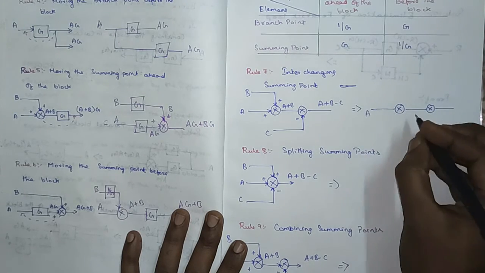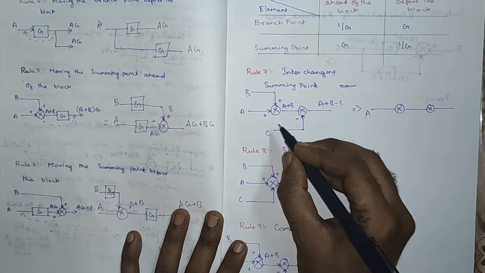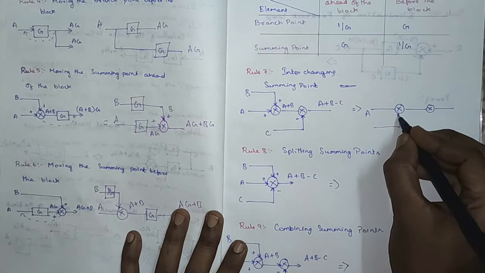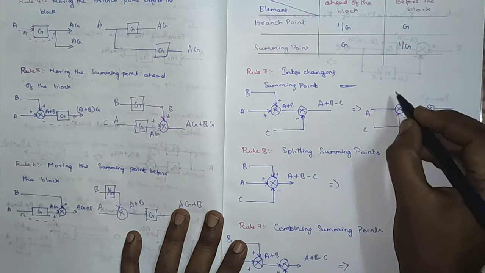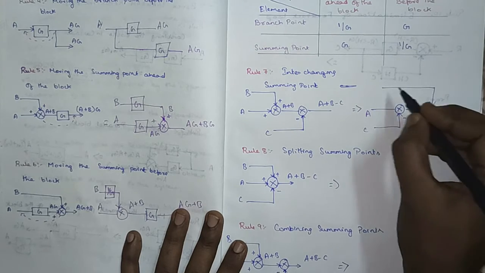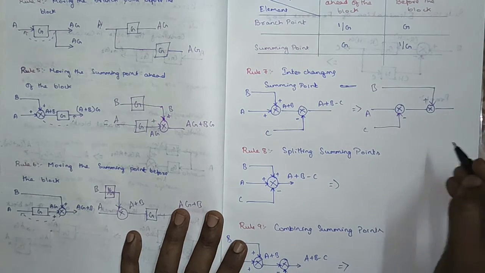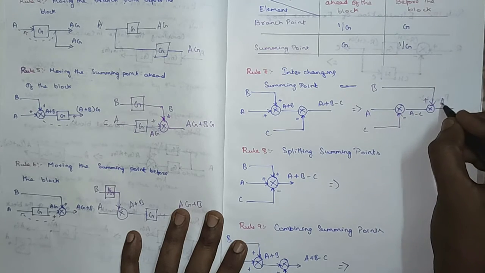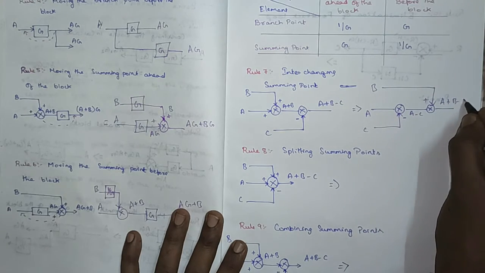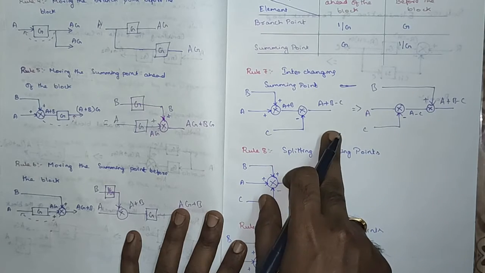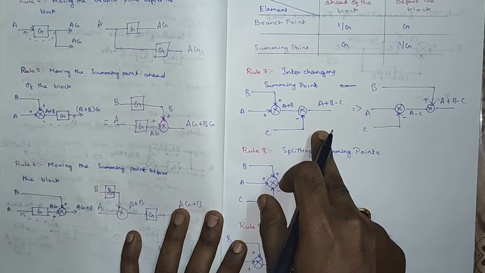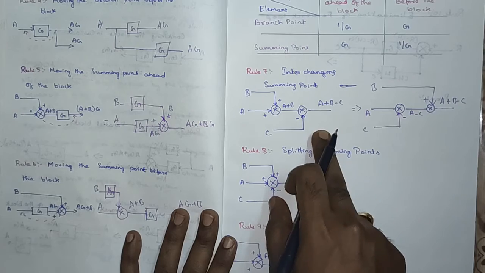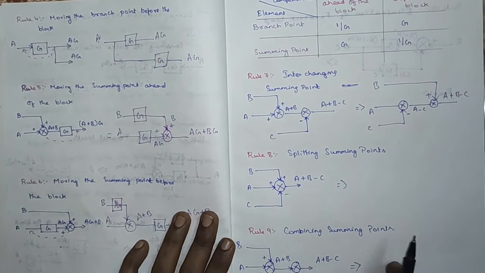So the input is a, this summing point is going to be moved here, so the input here is going to be c, that is negative, and the b will be given to the second summing point, that is positive. So the output of the first summing point is going to be a minus c, and the output of the second summing point is going to be a plus b minus c. The output remains the same. So interchanging of summing points doesn't create any problem, so we do not give any compensation.